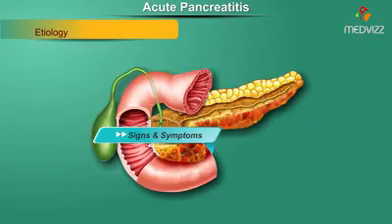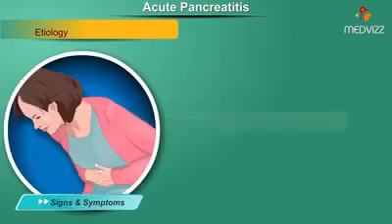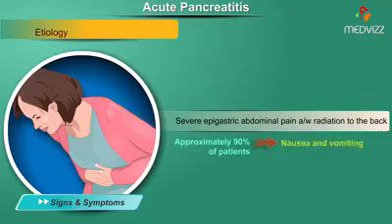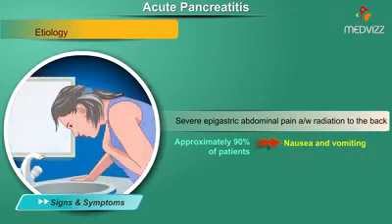Let's go ahead and talk a little bit about the signs and symptoms in a patient to help diagnose acute pancreatitis. Some of the signs and symptoms to help diagnose acute pancreatitis in a patient include severe epigastric abdominal pain associated with radiation to the back. Approximately 90% of patients usually have nausea and vomiting.